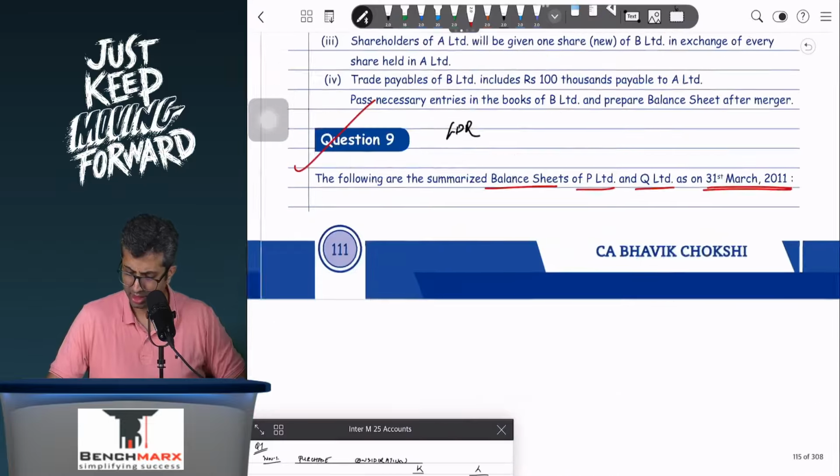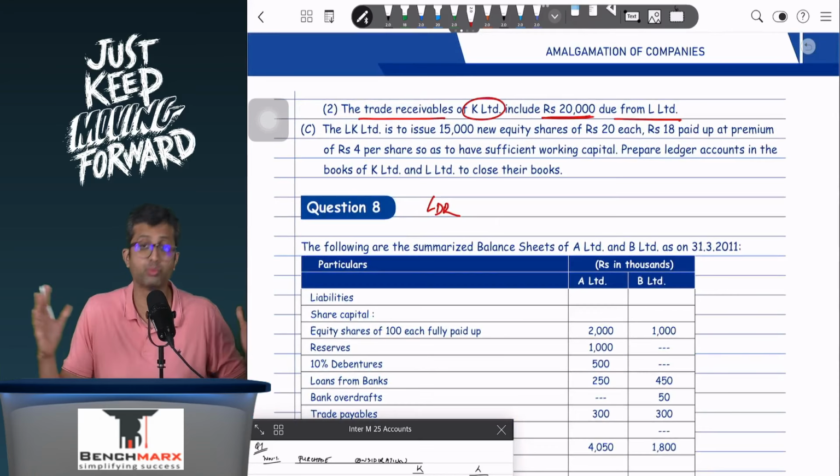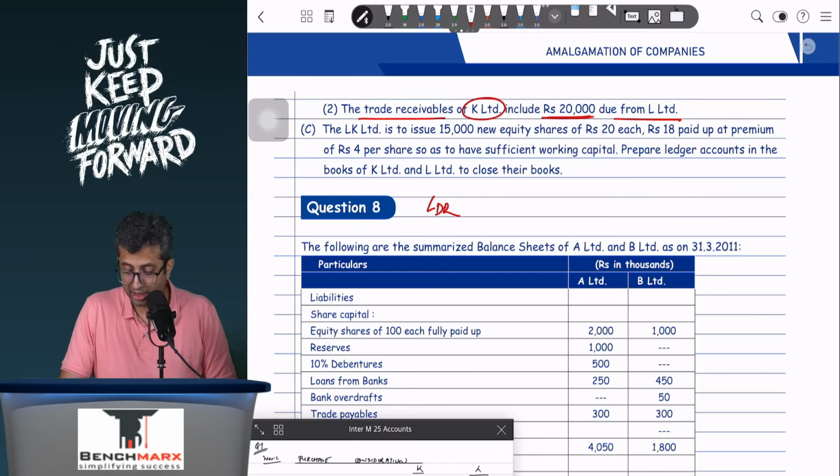Okay. Next, you will have the trade receivables of K Limited include 20,000 due from L. So that is maybe an intercompany item which on joining will be eliminated by LK Limited. LK Limited is to issue 15,000 shares of rupees 20 each, 18 paid up at a premium of 4 to have sufficient working capital. This is bank account debit to share capital.